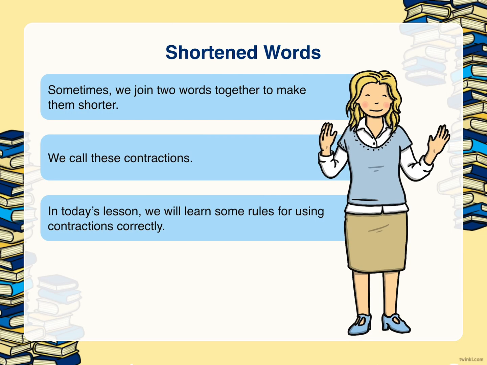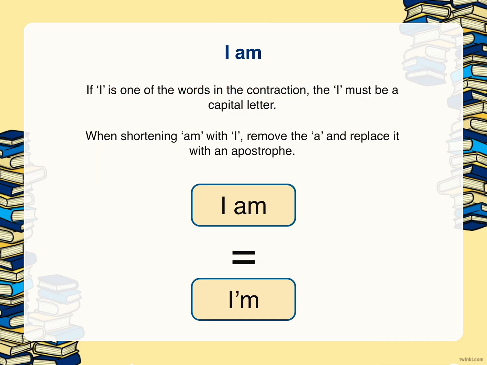Sometimes we join two words together to make them shorter. These are called contractions. In today's lesson, we will learn some rules for using contractions correctly. So, I am. If I is one of the words in the contraction, then I must be a capital letter. When shortening am with I, we remove the A and replace it with an apostrophe. So I am becomes I'm.